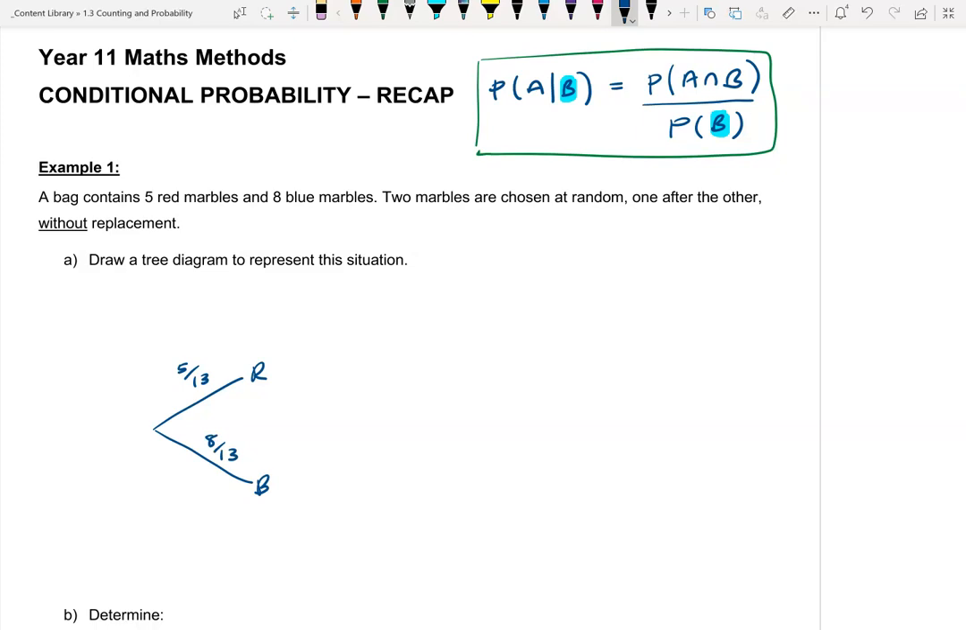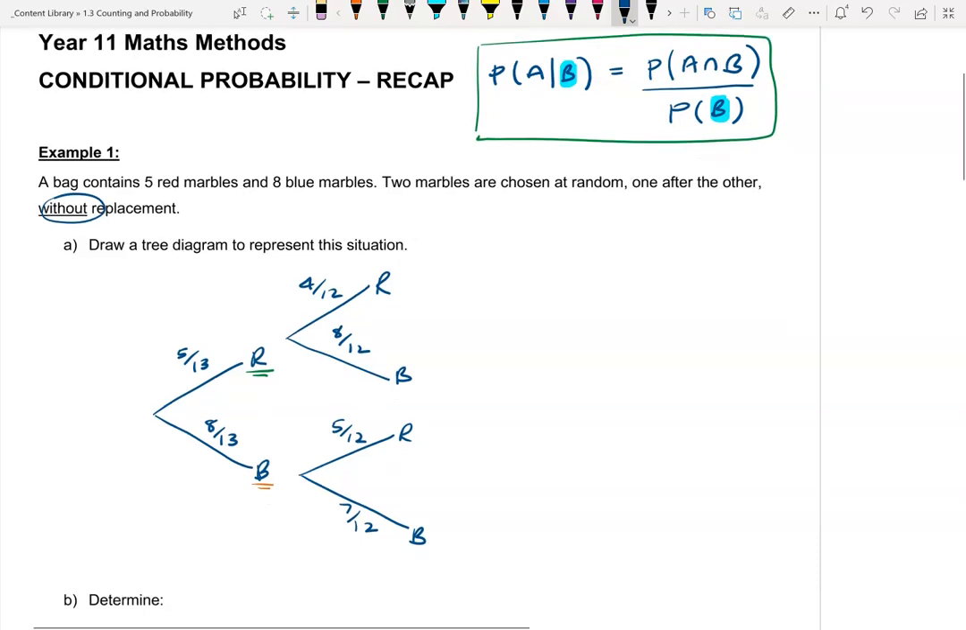After that first selection has happened, our total number of outcomes changes because we're not replacing that marble. So in our second choice, given that we've chosen red, the probability of getting another red would then be 4/12, or a blue would be 8/12. But if we chose a blue marble first, then the probability of red would then be 5/12, and the probability of getting a second blue would be 7/12.